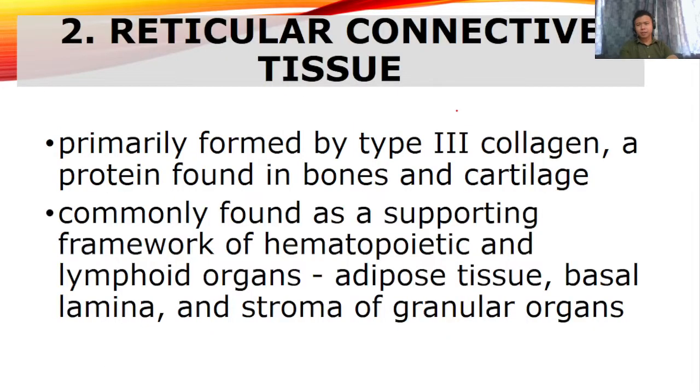Next, we have the reticular connective tissue made up of type 3 collagen, which is a protein found in bones and cartilage, commonly found as a supporting framework of the hematopoietic and lymphoid organs. Also in the adipose tissues, basal lamina, and the stroma of granular organs.